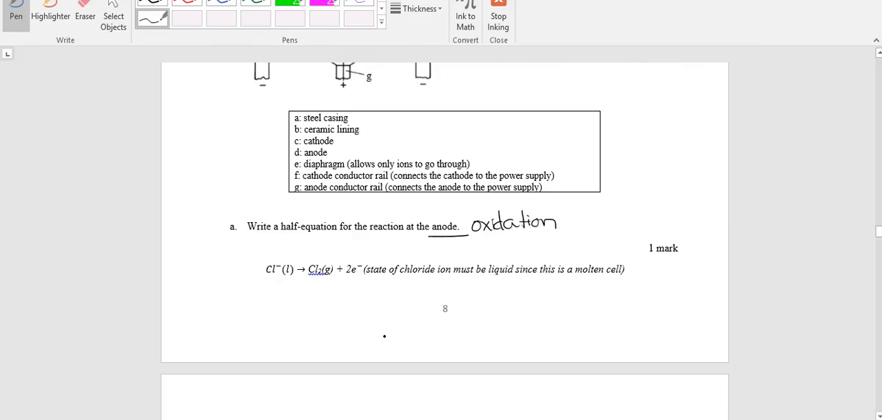That's all you needed to do to get a mark. And I think the main problem here is people just made so many mistakes with balancing equations.